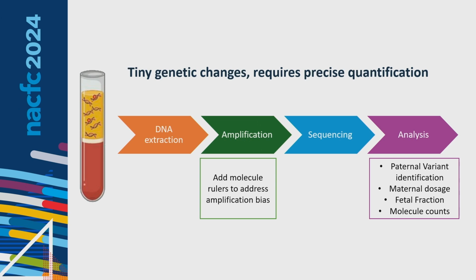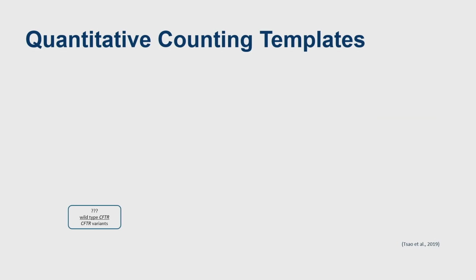Once we amplify all of those samples, we run it through sequencing, we have our sequencing reads, and then it goes through that bioinformatics analysis where we're trying to look at whether or not a distinct paternal variant is identified, maternal dosage, and then that fetal fraction and something called molecule counts also comes into play. And don't worry, that last part of the analysis we're going to go into more detail about.